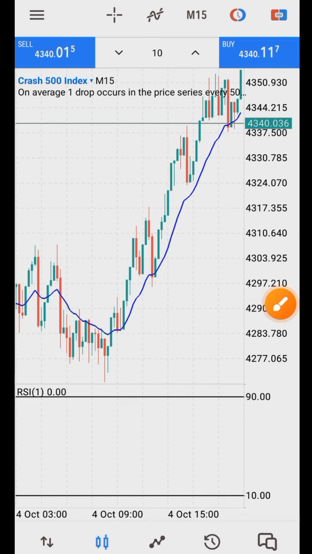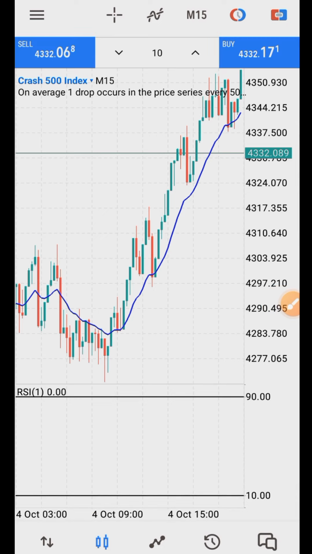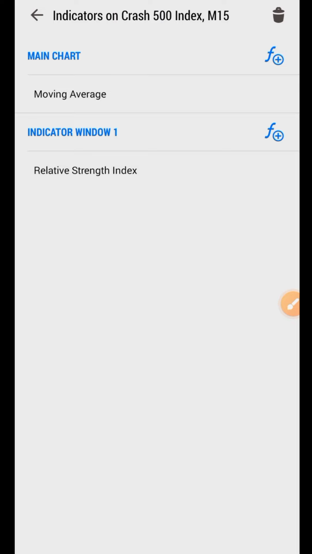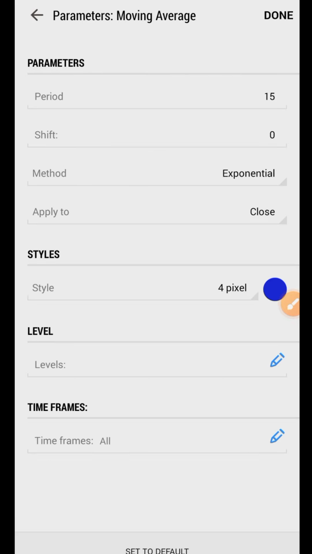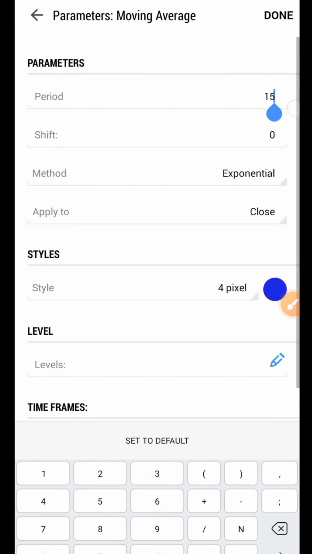So how do we still use this strategy? We still need more tools. You understand? What else do we need? We need a moving average indicator. Come to the indicator window 1, click on F plus, then find the moving average. This time around we are changing the period to 50. This 15, change it to 50 now. The shift is 0, method exponential.